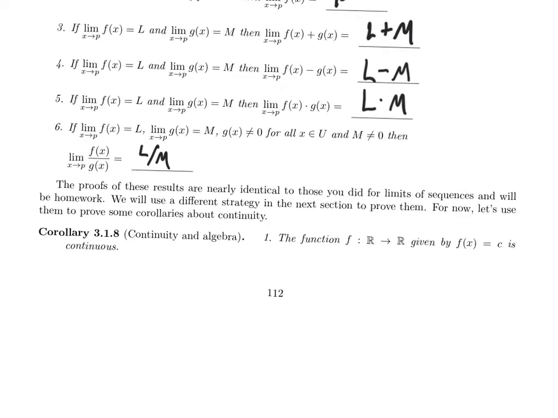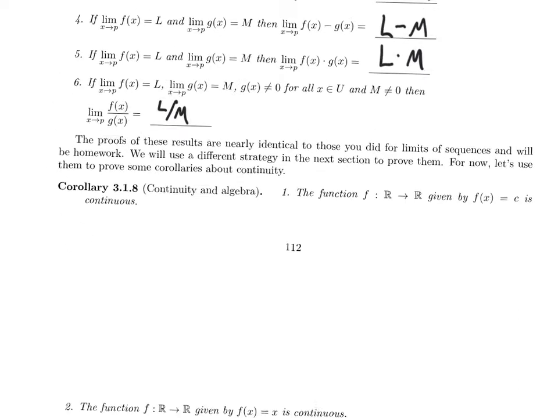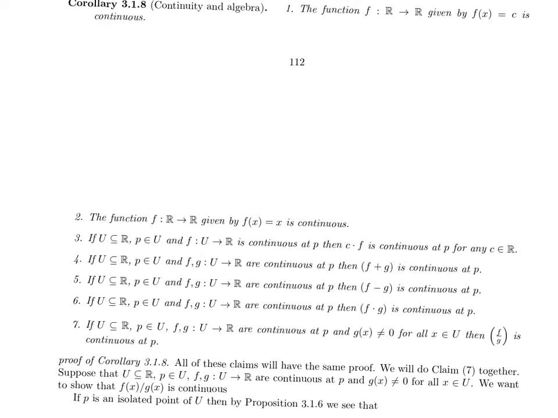As an immediate consequence of these, we get results for continuity. The function given by f of x equal to c is continuous on the whole of the real line. The function given by the identity is continuous on the whole real line. If U is a subset of R, p is in U, and f is continuous at p, then a number times f is continuous.